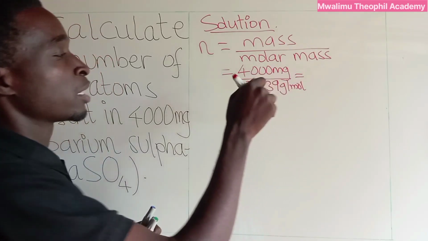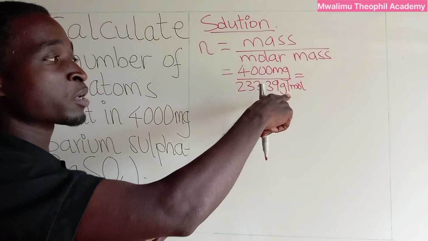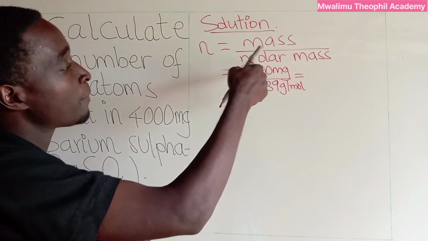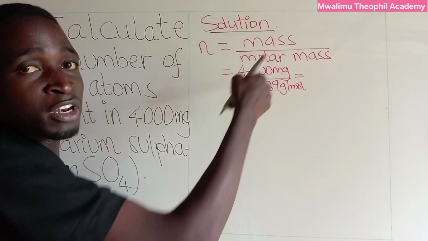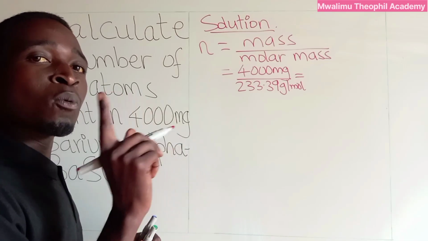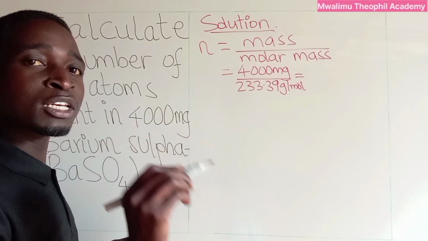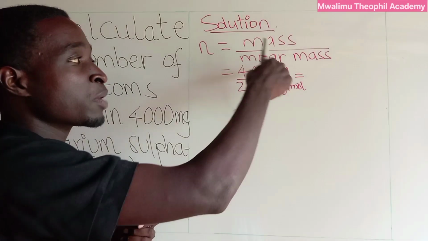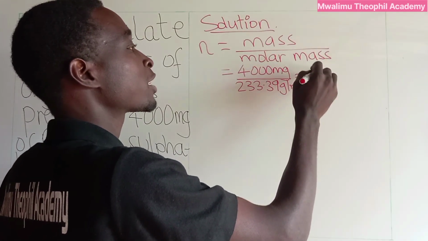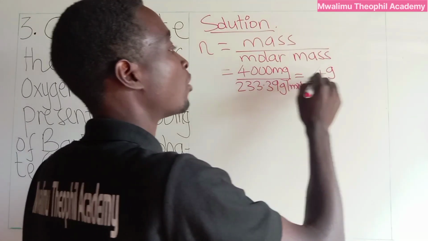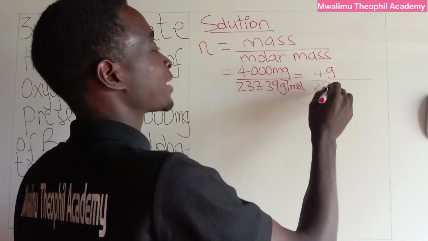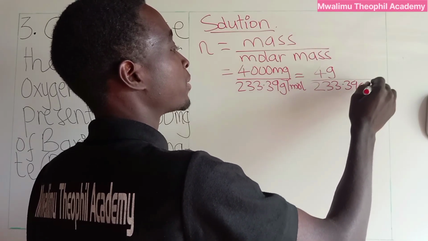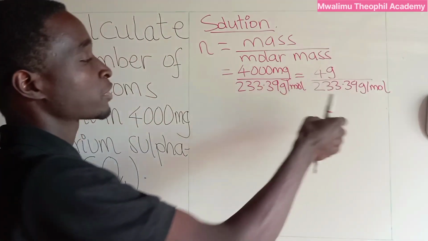Milligram cannot be used together with gram, so we have to change the unit of the mass into gram as we are given milligram. Now, you have to remember 1 gram is equal to 1,000 milligram. Now, how many grams are there within 4,000 milligram? It is equal to 4 grams. So it is 4 grams over 233.39 gram per mole. Let us compute this.